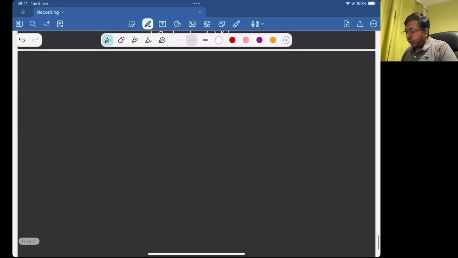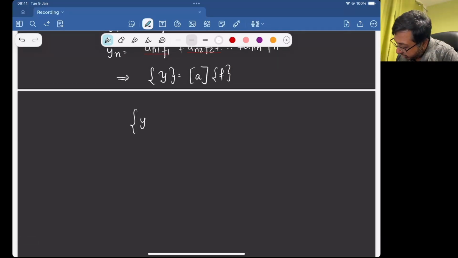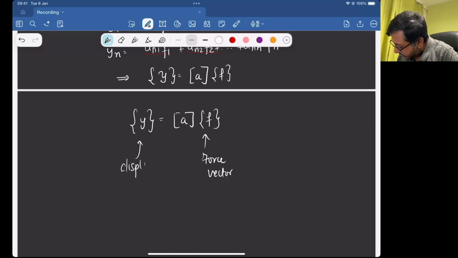We already know this, we have already defined what these terms are, but let's rewrite them to recap things. F is nothing but our force vector, y is our displacement vector, and A is our flexibility matrix.